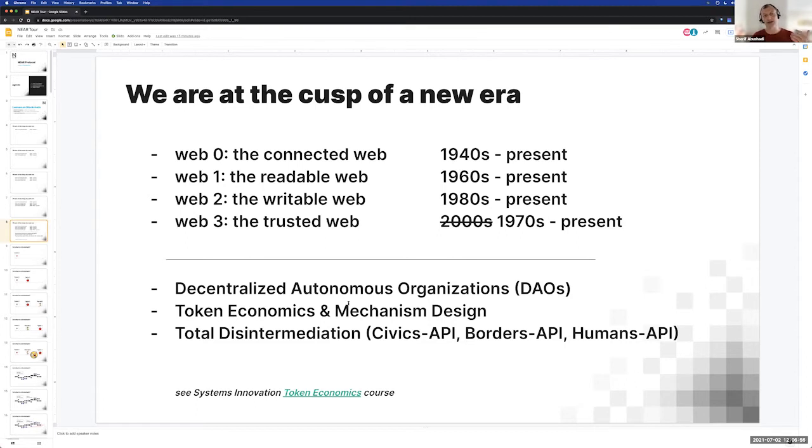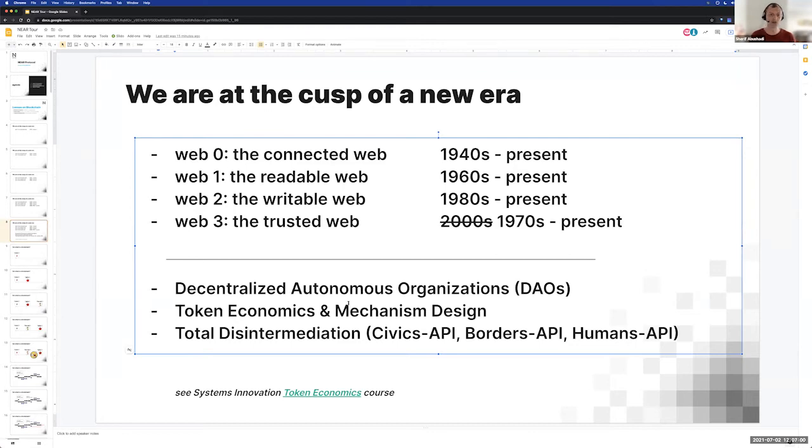And so today we get things like DAOs, decentralized autonomous organizations, where we can write smart contracts and basically have them manage our interactions. And token economics and mechanism design. There's a great YouTube series linked right down here at the bottom, like maybe 10 hours worth of short videos explaining token economics and how it might work and affect our daily lives. And if we wanted to dial it up to 11, we could talk about total disintermediation: civics API, borders API, banking API, humans API. Who knows how far it'll go?